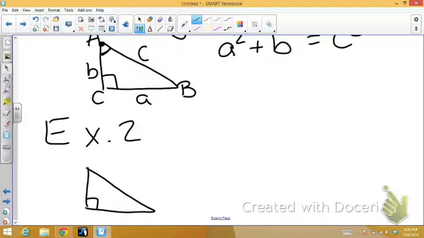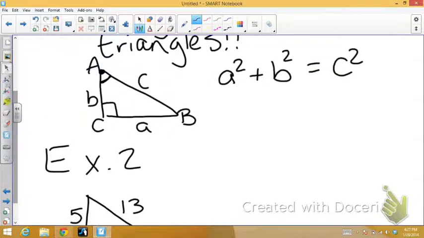So let's say we have this right triangle and we know that this is 13 and this is 5 and this we don't know. We're going to call it x because we don't know it. Well, we can apply the Pythagorean theorem, but it's very important that we know which side is the hypotenuse. The hypotenuse of a triangle is the side across from the right angle. So in this case, C is your hypotenuse.